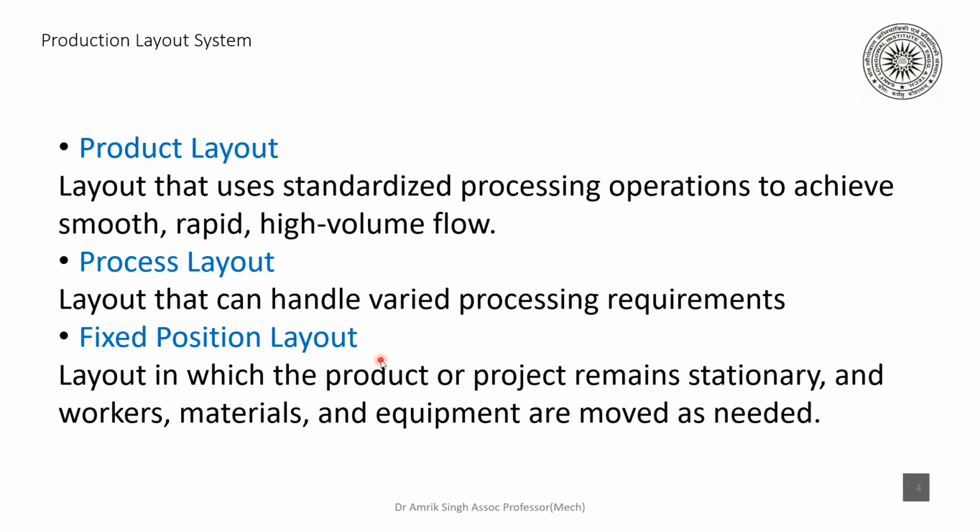And the third is the fixed position layout, the layout in which the product or project remains stationary and the workers, material and equipment are moved as needed. So we have seen this while studying the production systems. This was the project type of production system. We will see in the coming slides the details of product layout and process layout.